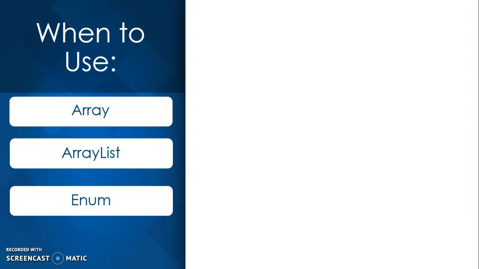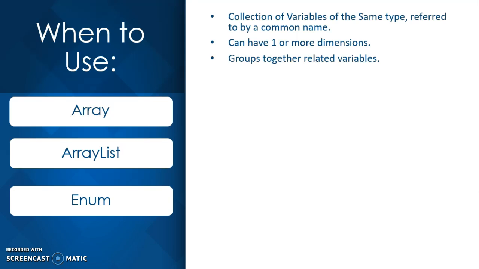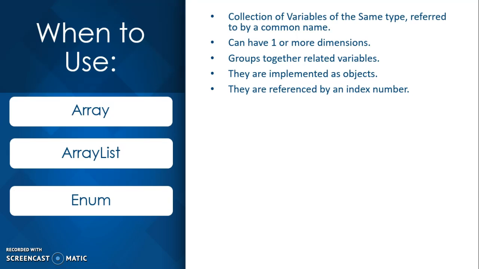Next, when to use an array, array list, or an enum. An array is a collection of variables of the same type referred to by a common name. They can have one or more dimensions, and it'll group together related variables. They are implemented as objects, and they are referenced by an index number. The length of the list is constant and will never change. This is particularly a characteristic set for arrays.